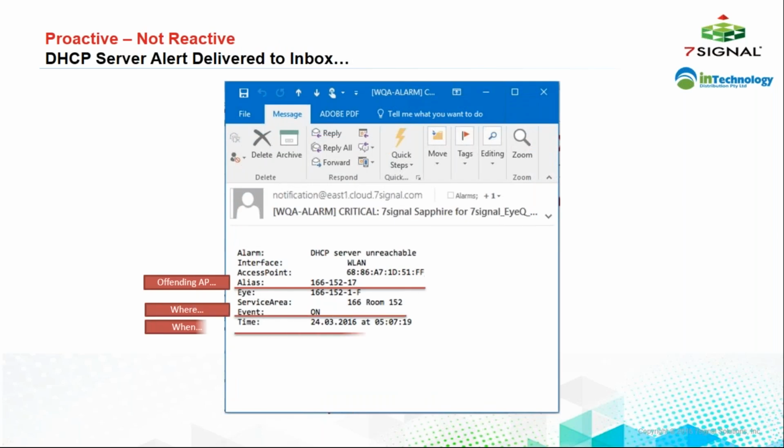Here's another one of those notifications. This is the DHCP server unreachable notification. Again, I've got the offending AP. I know exactly which access point is having the problem. I know where it is. This is at a college campus, by the way, building 166, room 152, and I know when it happened. And so by getting these delivered right to my inbox, I can take action. I don't have to wait for the phone to ring, and I don't have to get yelled at for not detecting this problem that's been perhaps going on for days or weeks.